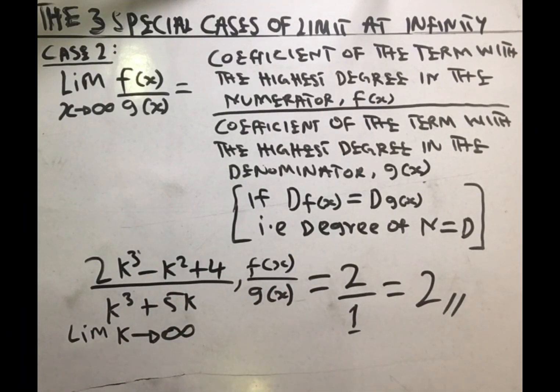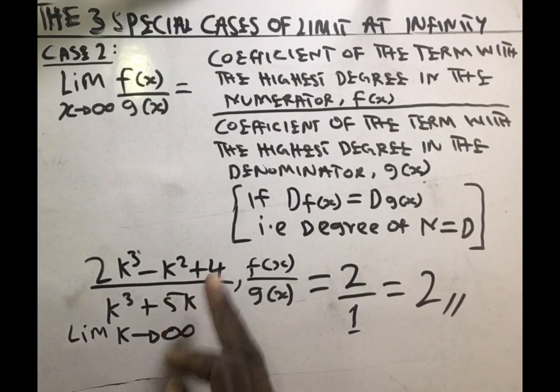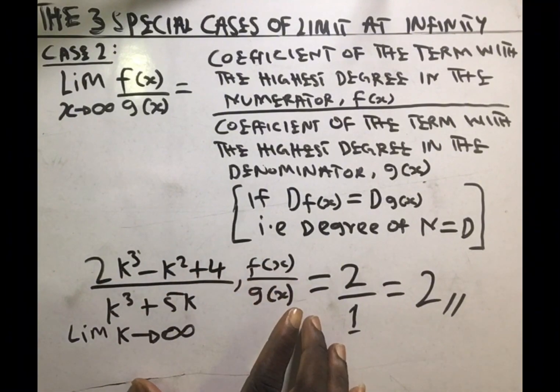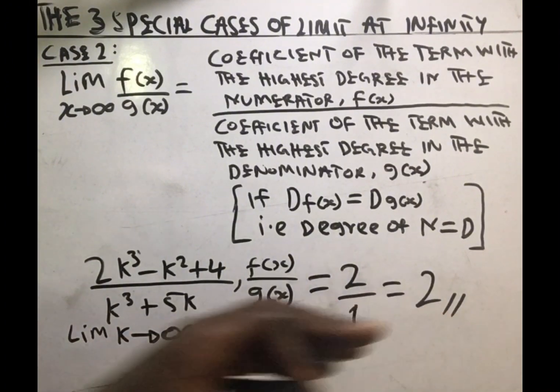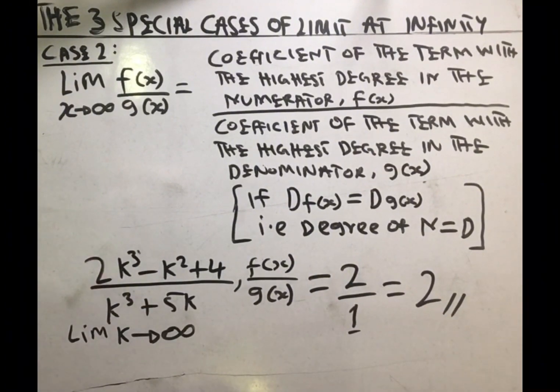But we can prove it for those of us who are curious about knowing how we arrived at this. If you take the same step we took solving the first case, you are going to get it this way. All you need to do is to divide all through. You simplify this further by dividing all through by k cubed. So let's try to solve this and get this answer using the log method.